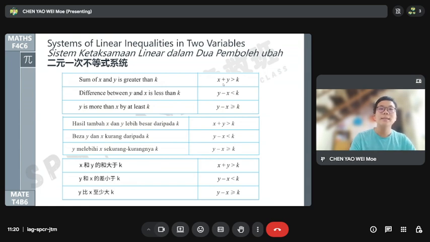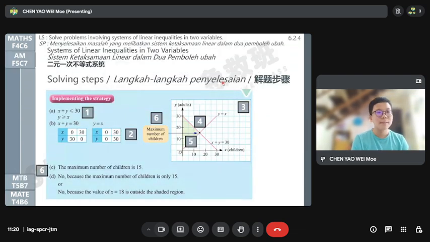Okay, how do we solve the question? The solving steps. First, you need to construct inequalities from the question. The question gives you a situation, and you need to create inequalities based on it. Next, you construct a table to find the coordinates. Same as the previous one, you plot the points first, then sketch the graph, drawing the straight lines. Just now you drew one line only, but now we draw two lines.